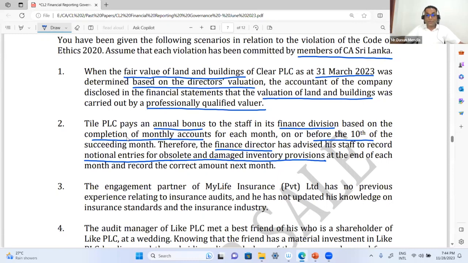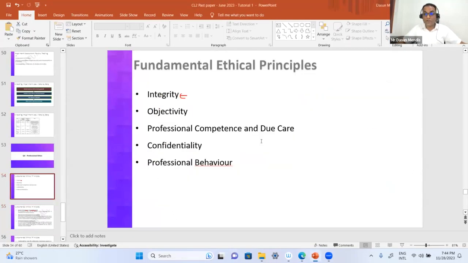Now, who has communicated this? The head of the division. Who is the head of the division? The finance director. Now, what do you say? Is he adhering to the code of ethics or not? He's not adhering to the code of ethics. Now, which one out of these five fundamental ethical principles has been breached by the finance director? In this case, it is what?